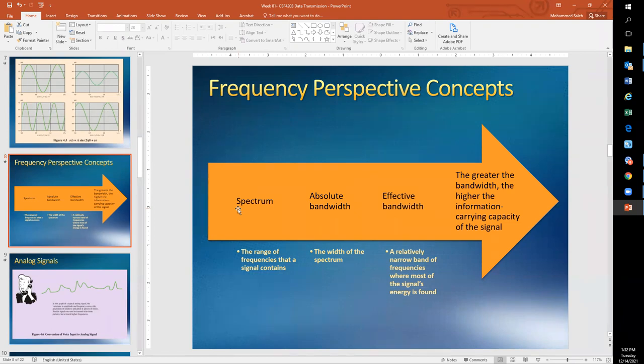However, what is more important for us is the effective bandwidth. It is a relatively narrow band of frequencies where most of the signal's energy is found. So it's called effective bandwidth, and this is what is used by us to transmit data. And by the way, the greater the bandwidth, the higher the information carrying capacity of the signal.